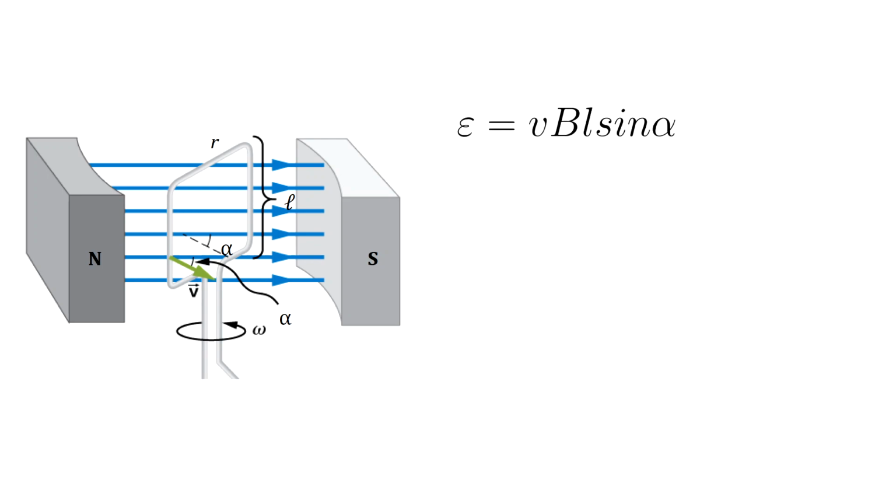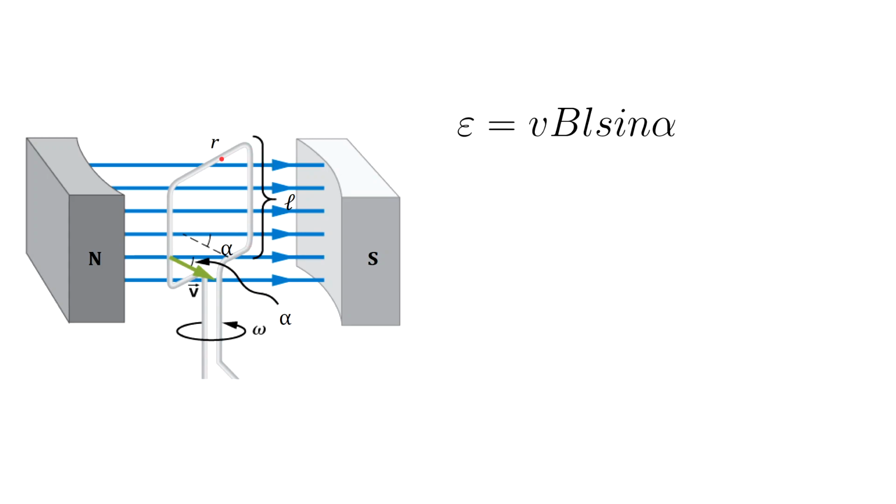Well, charges in the wires of the loop experience the magnetic force because they are moving in a magnetic field. Charges in the vertical wires experience force parallel to the wire, causing currents here. But those in the top and the bottom segments feel a force perpendicular to the wire, which doesn't cause a current. We can find the induced EMF by considering only the side wires.